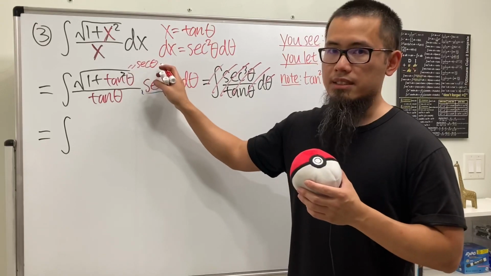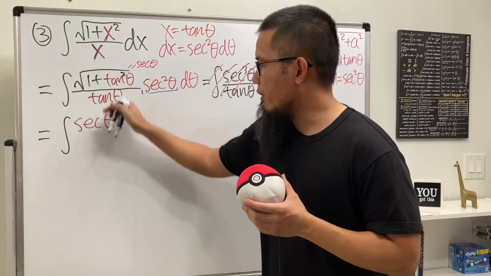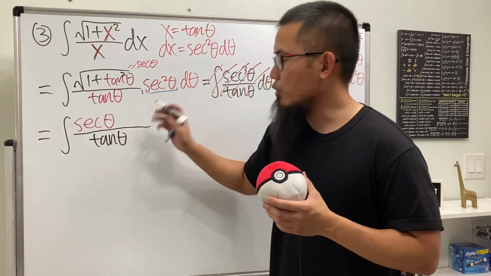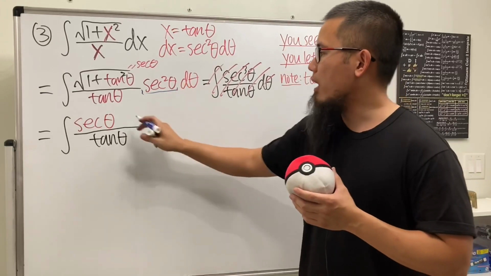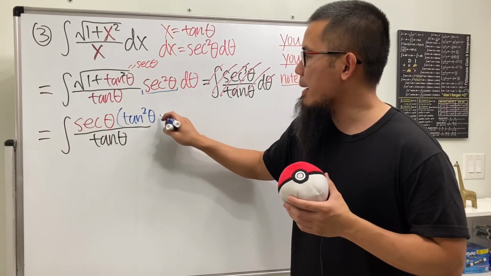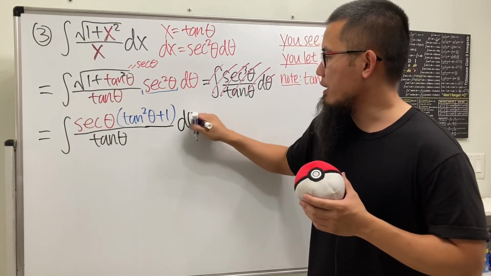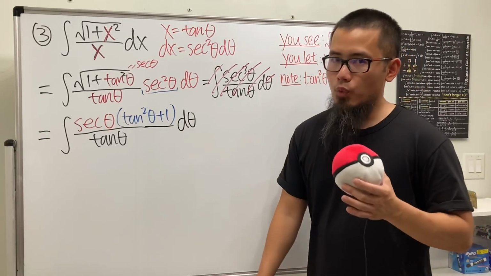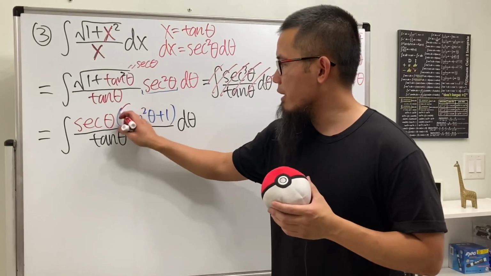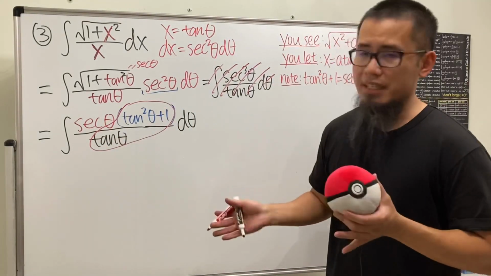We have a secant theta on the top, so let's put that down. And then over, this is tangent theta on the bottom, so no big deal. But for this part, I will rewrite this as tangent square theta plus 1. And we are in the theta world, like so. Why do we do it? Because this way, I'm going to just pair them up together, and you'll see they simplify pretty nicely.